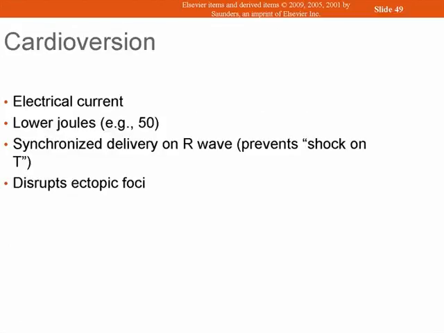Some key things to remember with cardioversion is it is still electrical current, but you can use a lower amount of joules because the patient is awake. You can start at 50. Remember, it's synchronized for delivery on an R wave. It actually helps prevent an R on T, or a shock on T, inducing VTAC, VFib. This also helps disrupt ectopic foci within the cardiomusculature, and it allows the heart to completely reset.